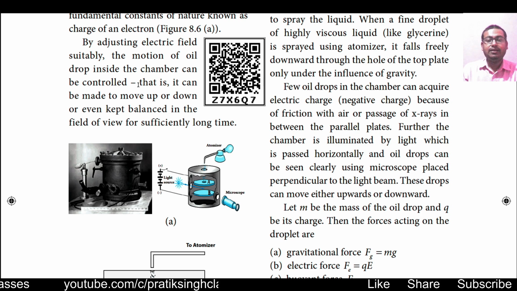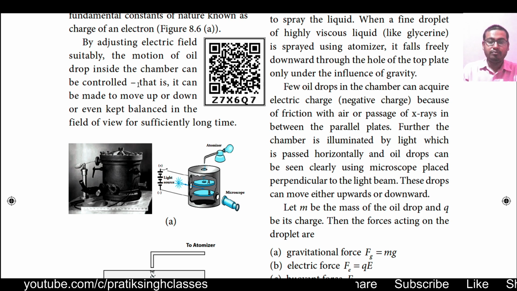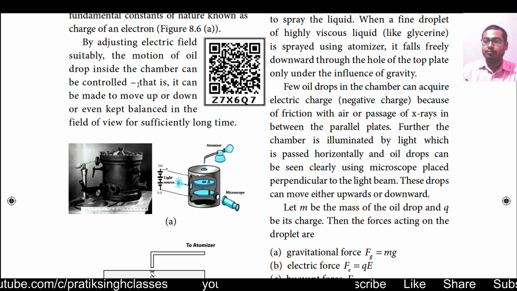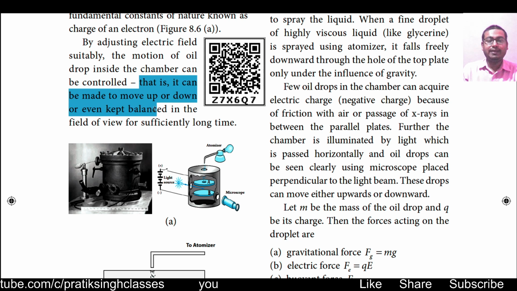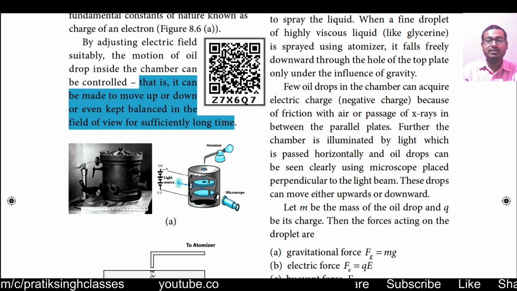What happened here is the oil drop is simply dropped downward from a certain height, and it was falling with gravitational acceleration g at 9.8 meter per second square. With the help of some external arrangement, by giving an external electric field, it is made in such a way that the drop of oil, which is very small, is made to hover over the ground or start floating over the ground for some time. That is, it can be made to move up or down or even kept balanced in the field of view for a sufficiently long time.